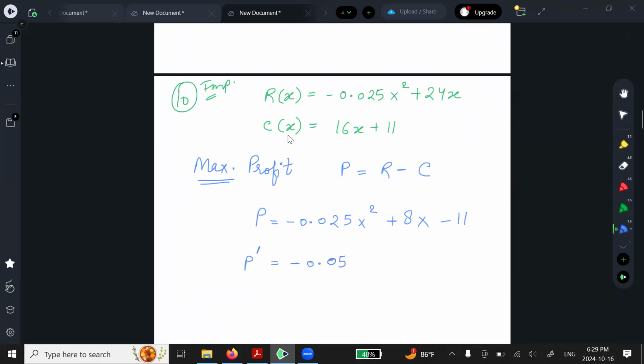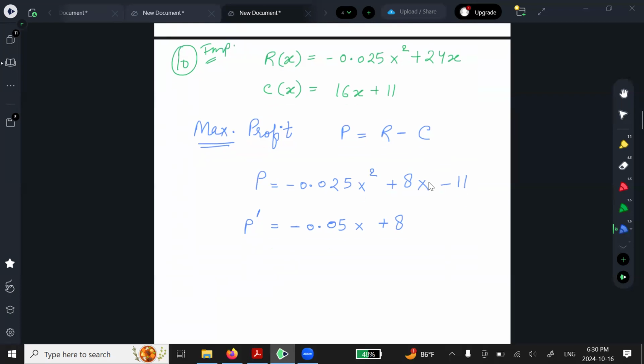Is it 0.05 or 5? 0.05, yeah, sorry. Okay, good. Where did you get 40x? But I'm subtracting: revenue minus cost. Okay, don't forget the formula.